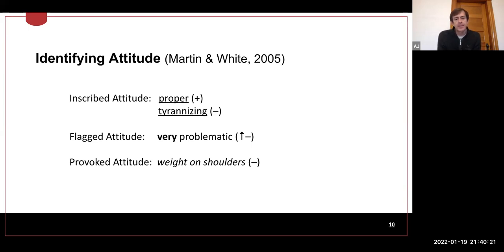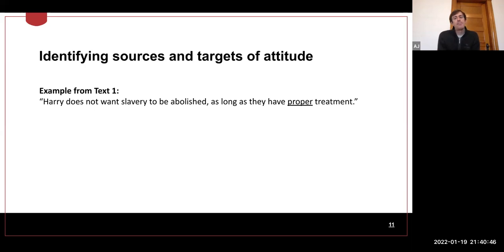And then we had provoked attitude. Provoked attitude is essentially metaphorical. So we have phrases like having weight on someone's shoulders, a burden that's weighing you down, being a negative way of showing negative attitude. So this first step, again, as Eszter and Jodie are showing, when we identify these attitudes, we're able to build up elements in oppositional clusters. This is one example of a sentence from the text I just read, which is, Harry does not want slavery to be abolished as long as they have proper treatment.